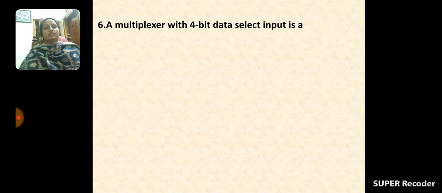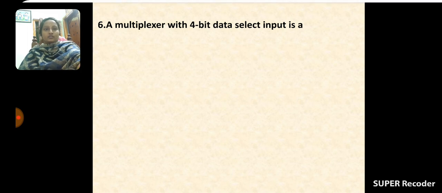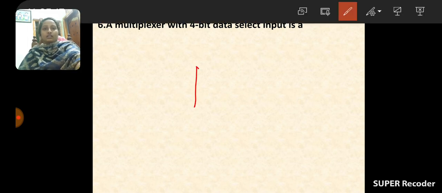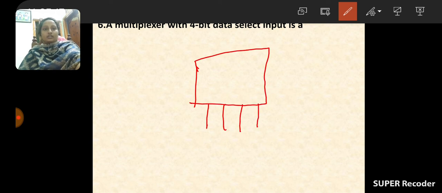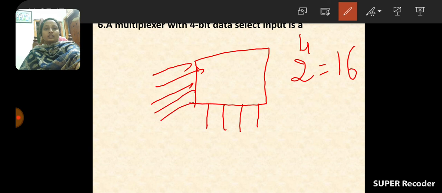Is it clear? Next one, sixth question. A multiplexer with 4-bit data selecting input is. 4 selection lines means I would like to draw the symbol, it is the multiplexer. 4 data selecting lines means 2 to the power of 4 equals 16. So how many input lines are there here? 16 inputs and 1 output.